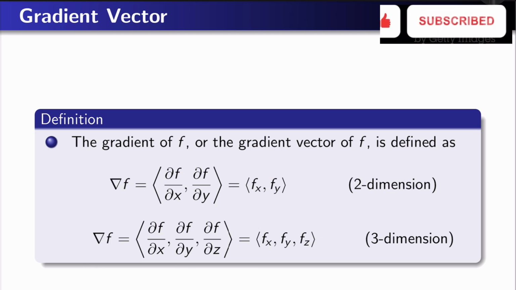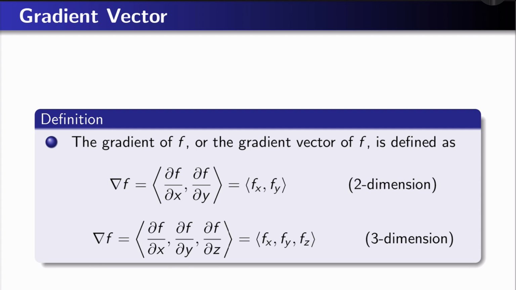Let's start with the gradient vector. Suppose you have a function f, then the gradient vector of f in 2D is defined as the partial derivative of f with respect to x and the partial derivative of f with respect to y. And that of the 3D is defined likewise. So that will be the partial derivative of f with respect to x, f with respect to y, and f with respect to z.